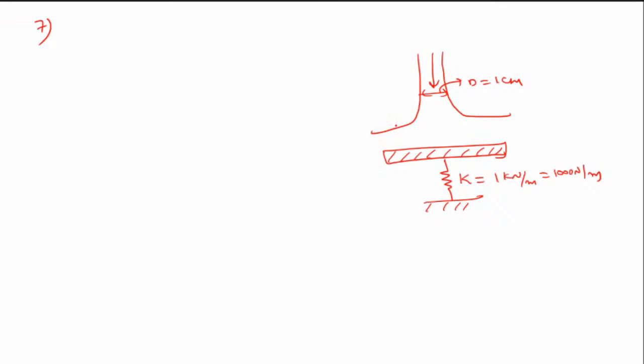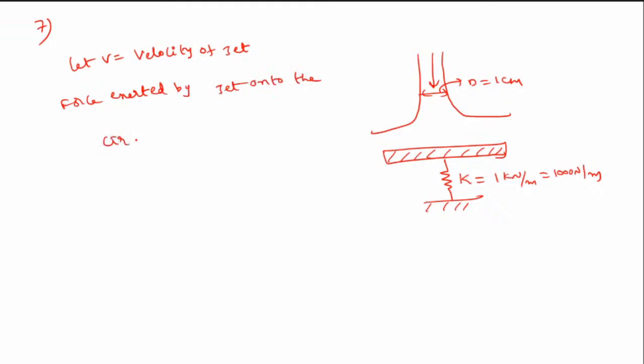So it is impinging on the plate with some velocity. Let v be the velocity of the jet. It is impinging on the circular plate. So what is the force exerted by this jet onto the circular plate?